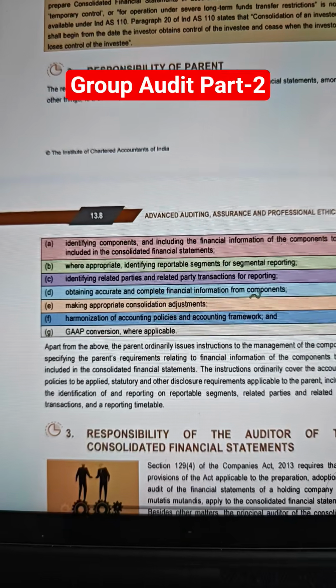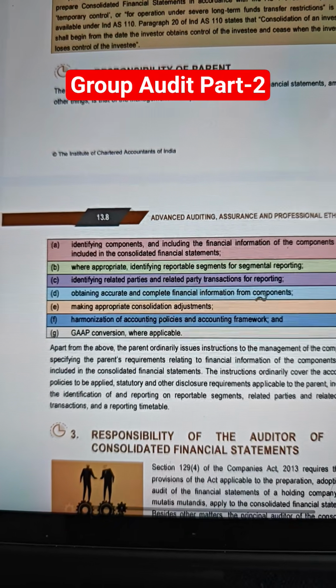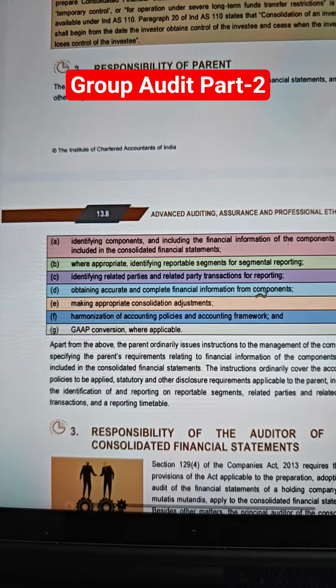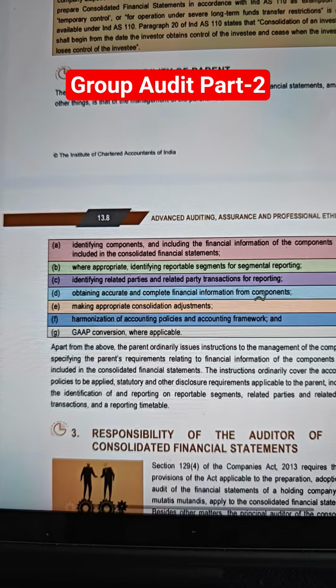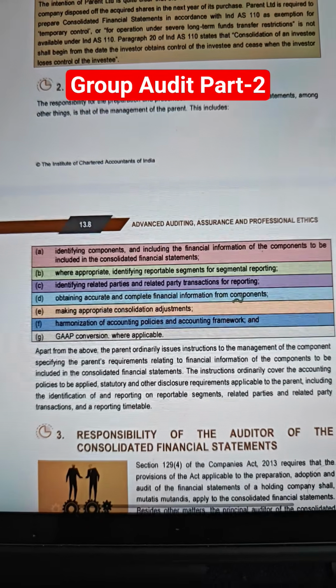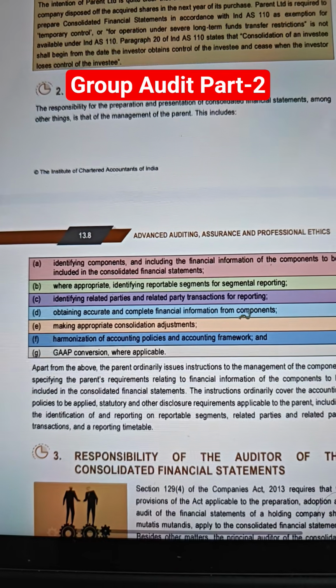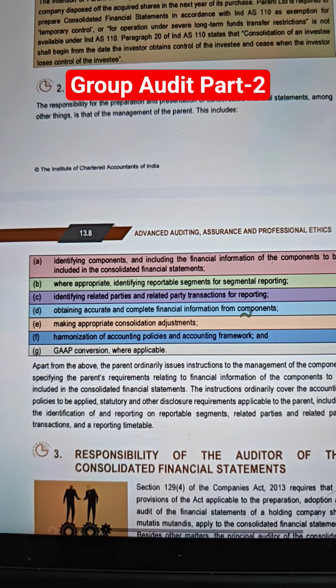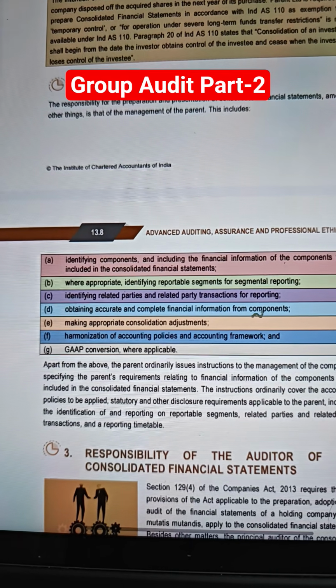This is part 2 of the group audit. Responsibility of the parent under the group audit, CA Final Auditing. The responsibility for preparation and presentation of the consolidated financial statements is nothing but the management of the parent, which includes identifying the components.